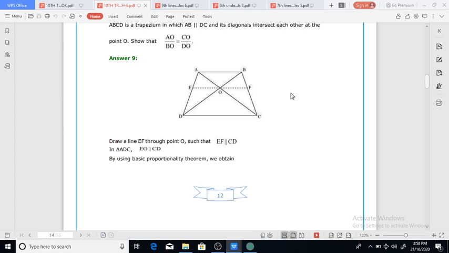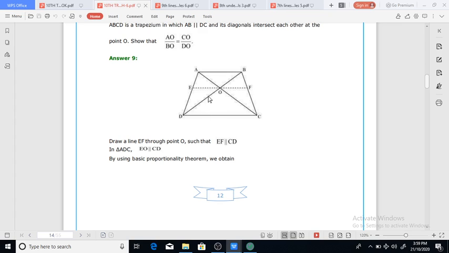ABCD is a trapezium in which AB is parallel to DC. Its diagonals intersect each other at the point O. Show that AO by OB is equal to OC by OD. Okay, it's also so simple.